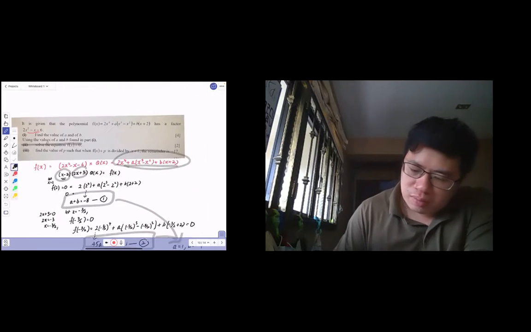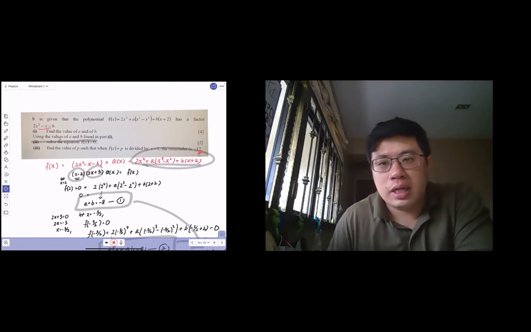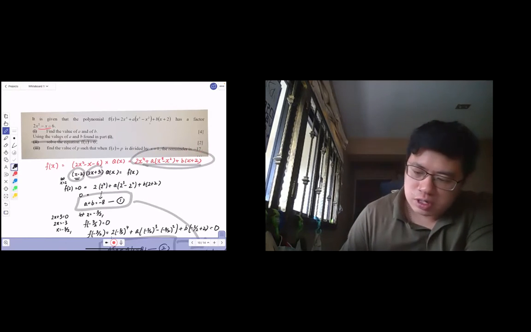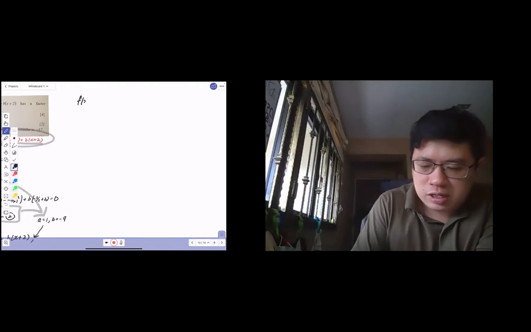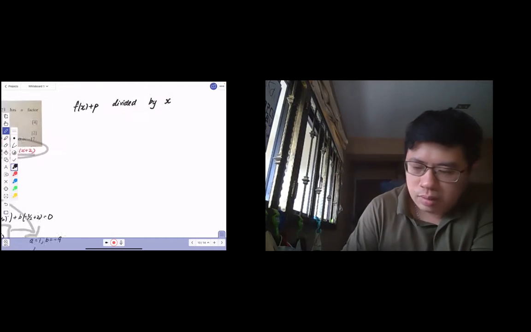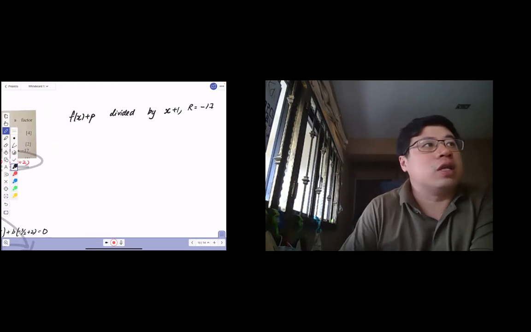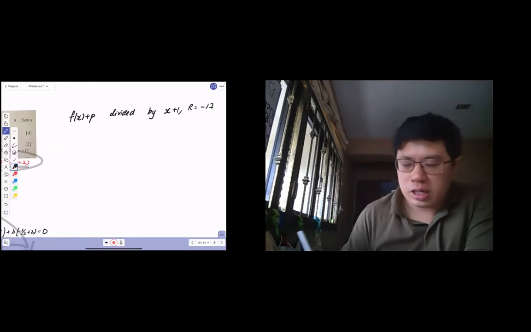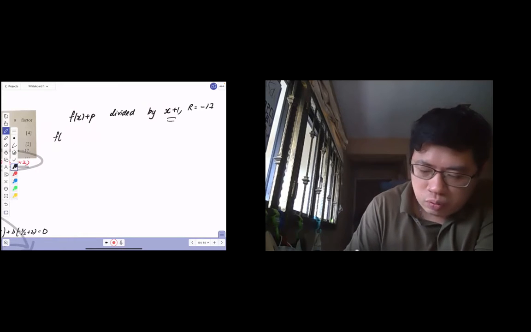Okay, let's go to part 3. Find the value of p such that when f(x) plus p is divided by x plus 1, the remainder is negative 17. So what is f(x) plus p? It's quite easy. All you need to do is, when f(x) plus p is divided by x plus 1, the remainder equals negative 17. So you just take f(x) plus p divided by x plus 1, same thing, just sub x equals negative 1.